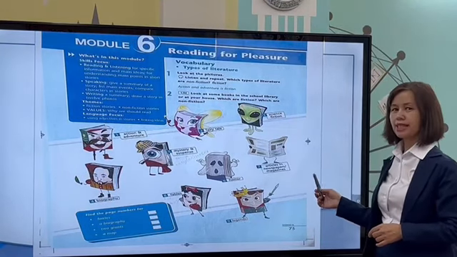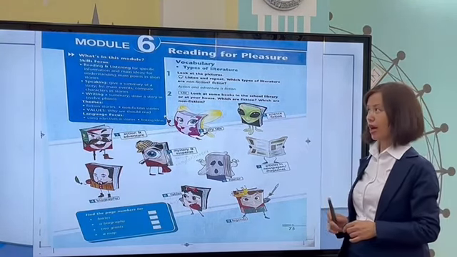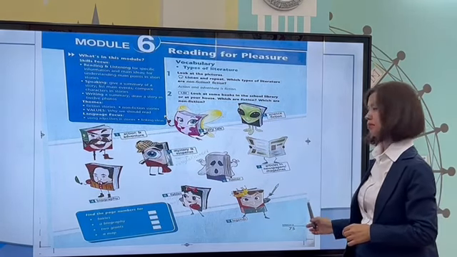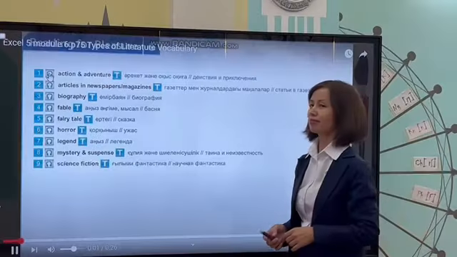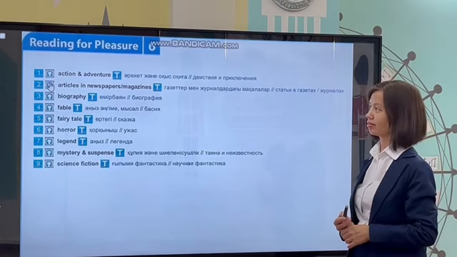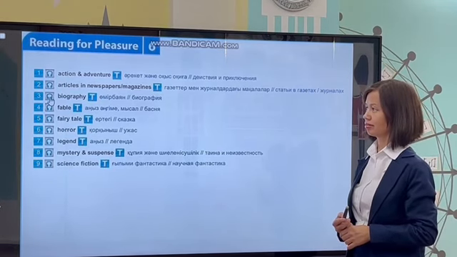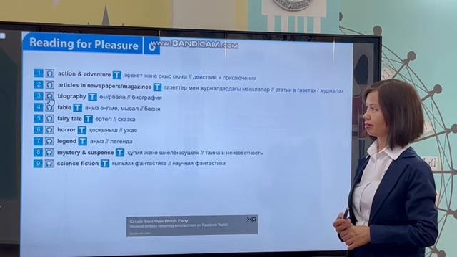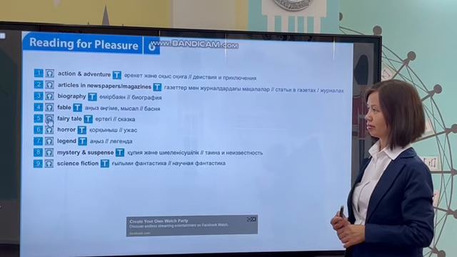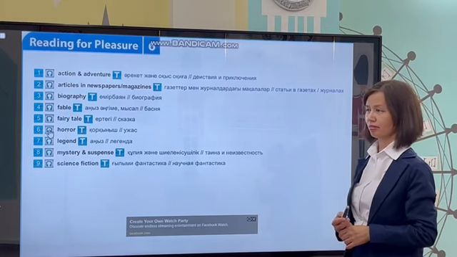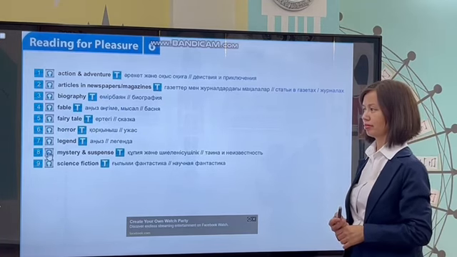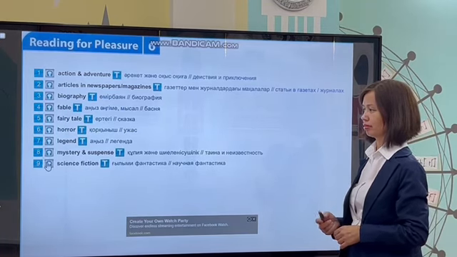Open books on page 75. Exercise 1. Look at the pictures, listen and repeat. Action and adventure. Articles in newspapers. Articles in magazines. Biography. Fable. Fairy tale. Horror. Legend. Mystery and suspense. Science fiction.